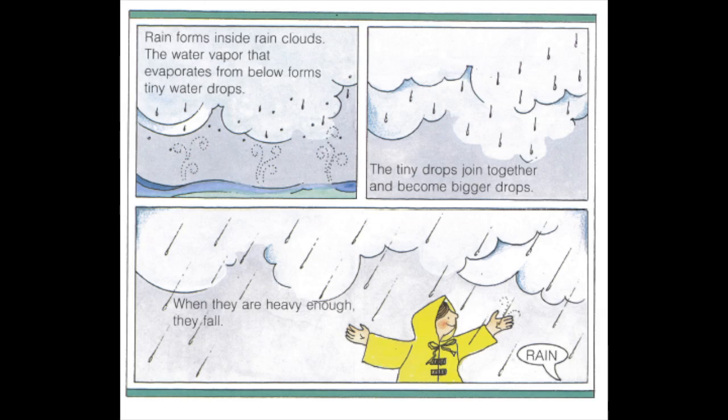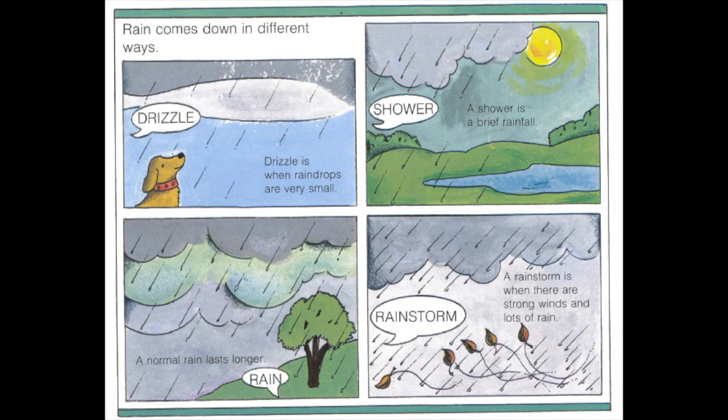Rain forms inside rain clouds. The water vapor that evaporates from below forms tiny water drops. The tiny drops of water join together and become bigger drops. When they are heavy enough, they fall. Rain comes down in different ways.